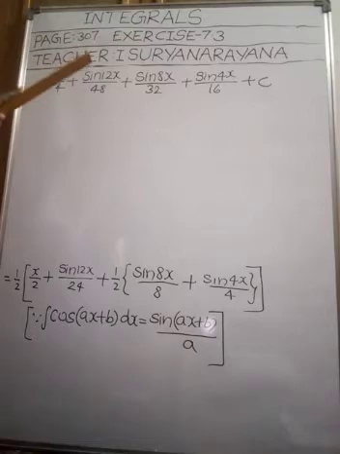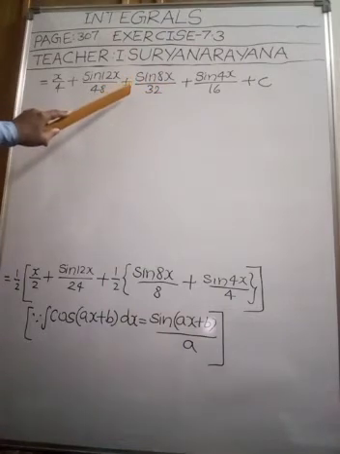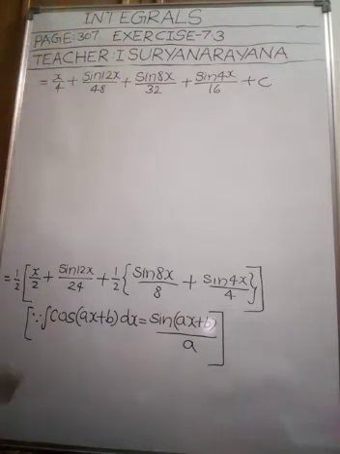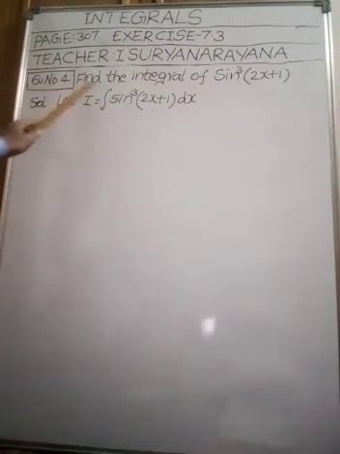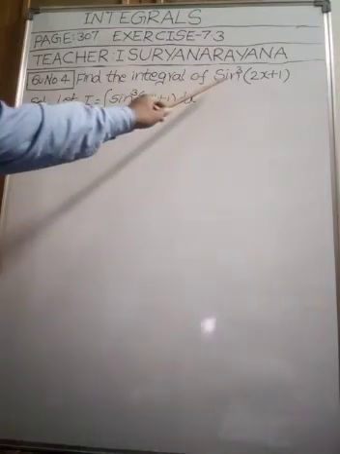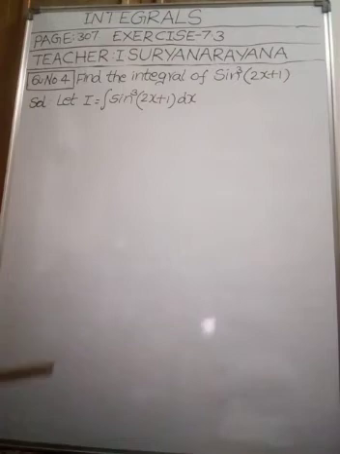Right. If you want to check whether this answer is correct or not, find the derivative of this function. Then automatically you get the given integrand. Okay, my children? Understood? Now come to the next question, question number 4. Find the integral of sine cube of 2x plus 1. Understood this question, my children?